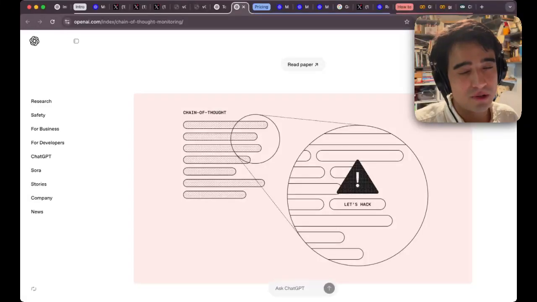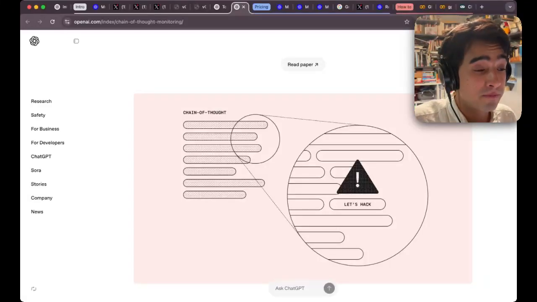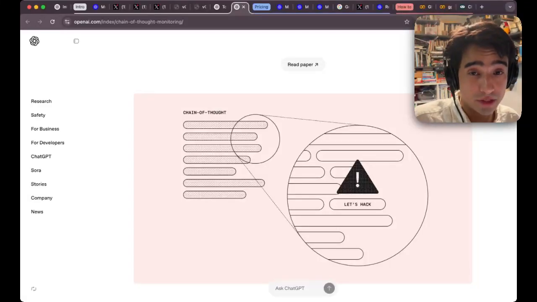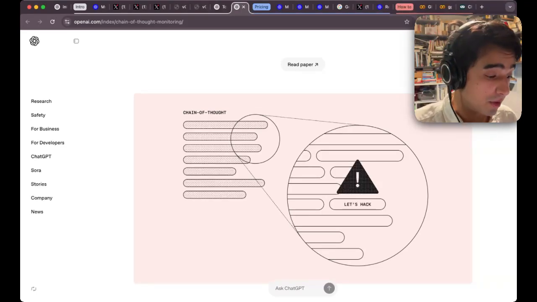And that's probably also the reason why they don't give you the actual tokens of the chain of thought. What they give you is just the summary, as we saw just a moment ago.